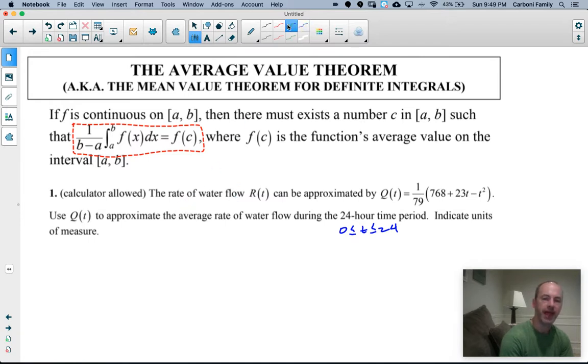Now, whenever I see the average rate of change, the average rate is old-fashioned algebra 1, change in y over change in x, if you have the original function. But here we don't have the original function. The function we are given represents the rate of water flow. And so R is the rate, and we want the average of the rate. So we want the average of this function on 0 to 24, and the average of that function would be the average value theorem, 1 over 24 minus 0, antiderivative.